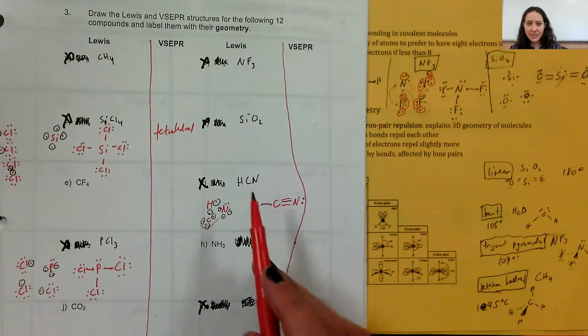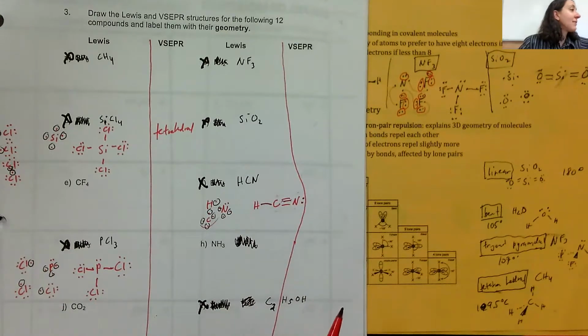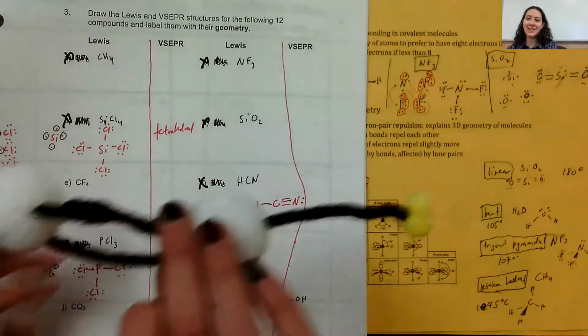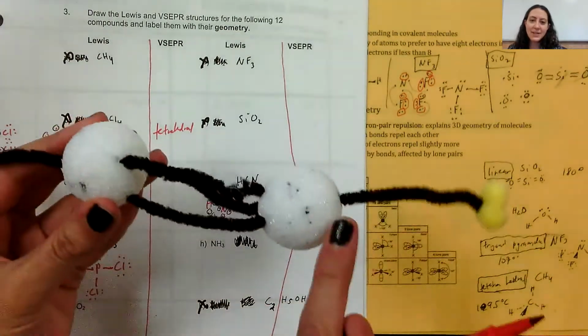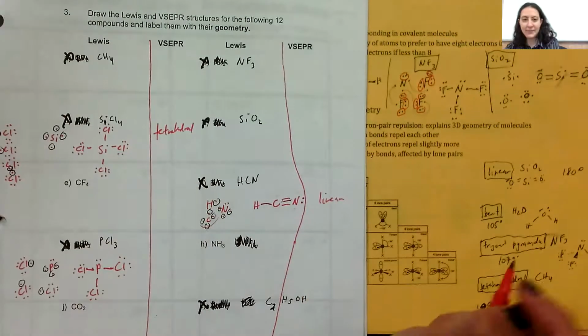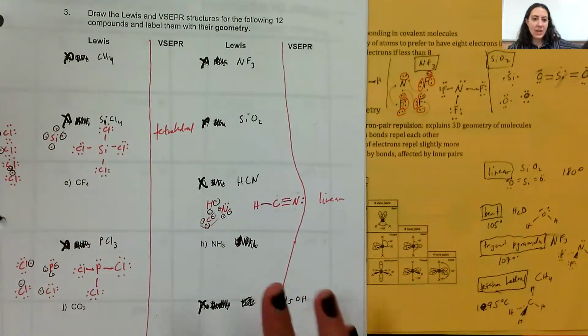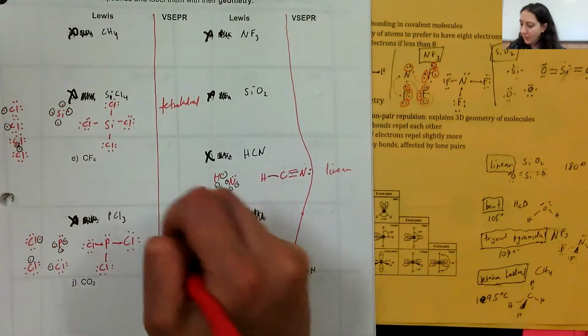How about this one, HCN? I actually made a model for this one because it's kind of fun. This is the hydrogen, that's the carbon. It's triple bonded to the nitrogen. This is linear. How about PCl3? Well, I'm thinking that one looks like 3 things bonded, but it's got this lone pair of electrons. That's got to be trigonal pyramidal.